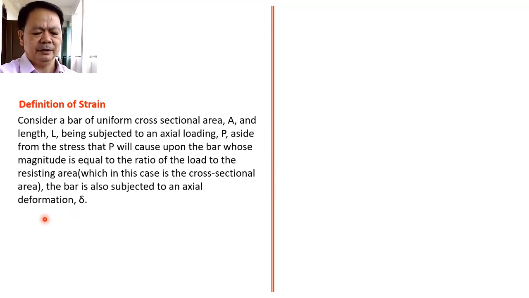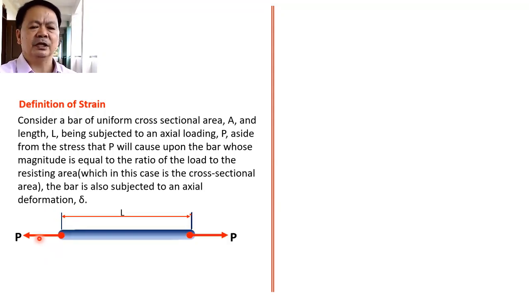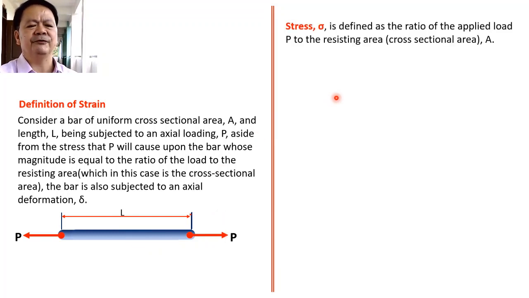And to illustrate, here is our bar that is subjected to an axial load P. The bar has a total length equal to L and a cross-sectional area equal to A. The first effect that this P would have upon the bar is our stress, which is defined as the ratio of the applied load to the resisting area or the cross-sectional area of the bar. In symbol, we take that stress as the ratio of the P over A, where P is the axial load, A is the resisting area, or in this case, the cross-sectional area of the bar.